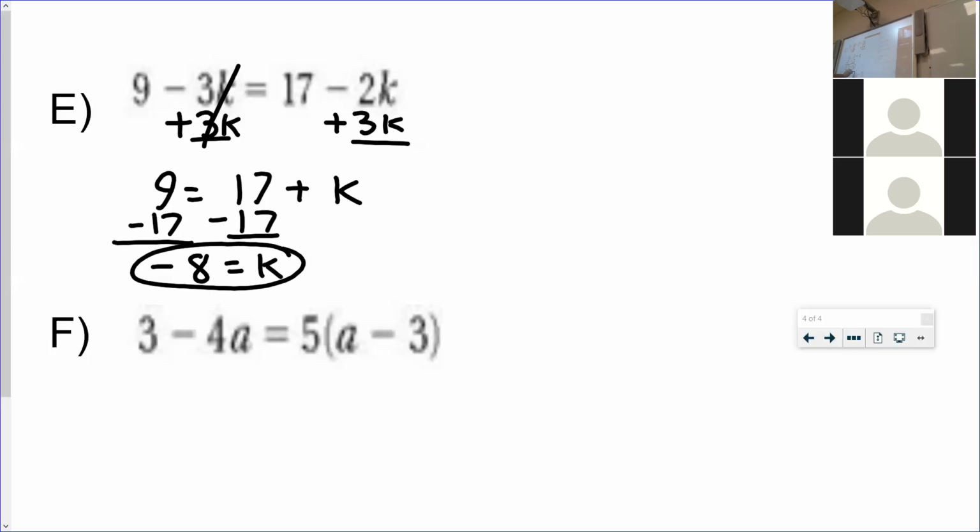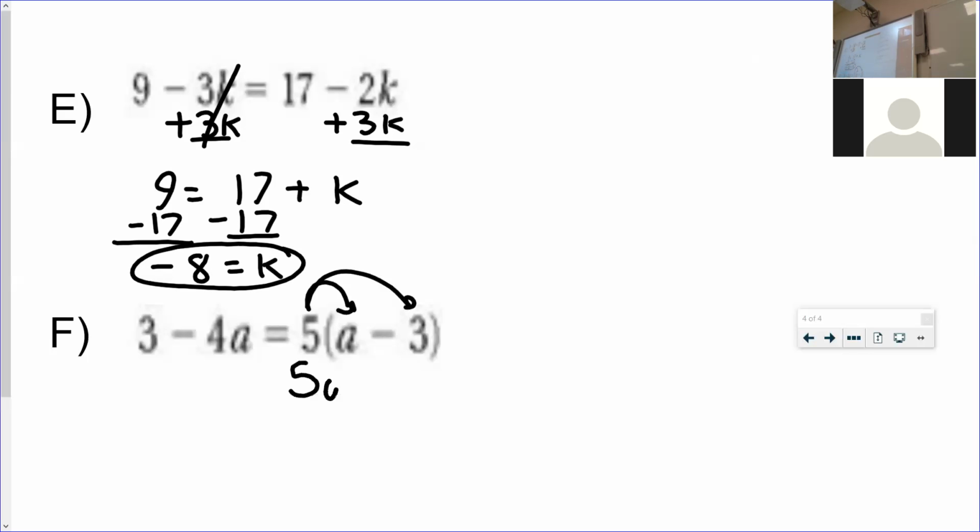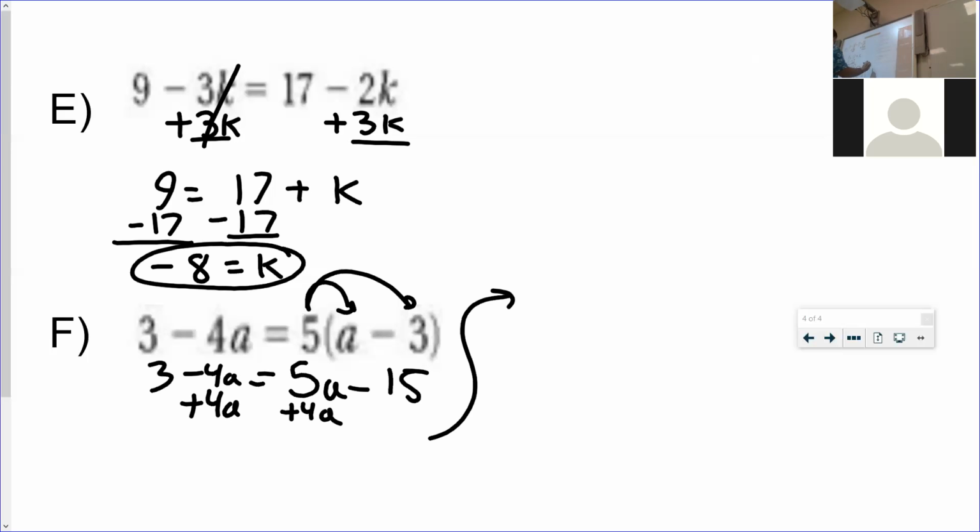Okay, next one. I would distribute the 5 to both of these. So I have 5A minus 15 equals 3 minus 4A. -4A is smaller than 5A, so I would do plus 4A on both sides. So then I get 3 equals 9A minus 15. This is a minus 15, so I add 15.